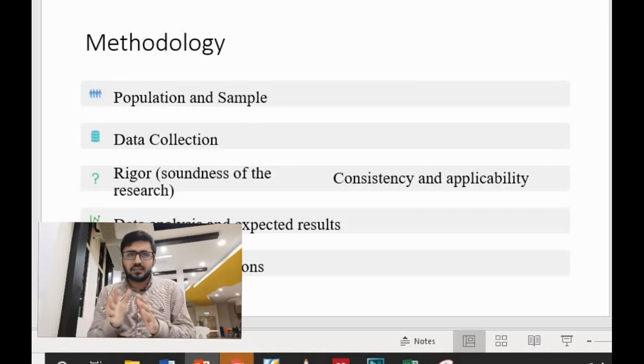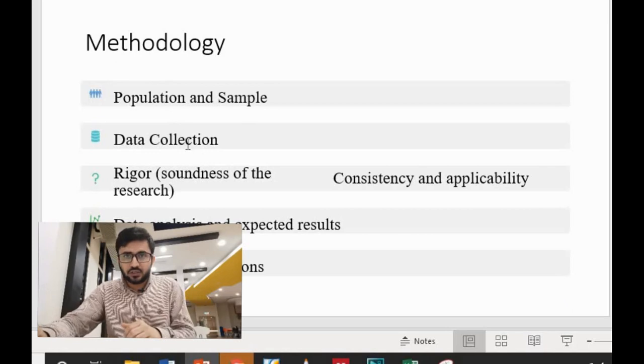You can also do focus groups if you are doing a qualitative study. The other thing is data collection. How will you do the data collection? You will use a survey or an interview. This is something I already explained. If you are going to do a quantitative study, then you can do a survey, and if you want to do a qualitative study, then you can do an interview or focus group.